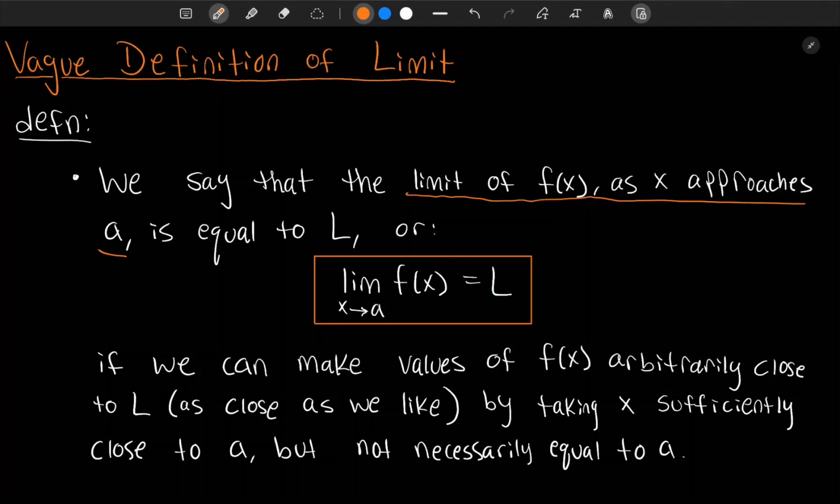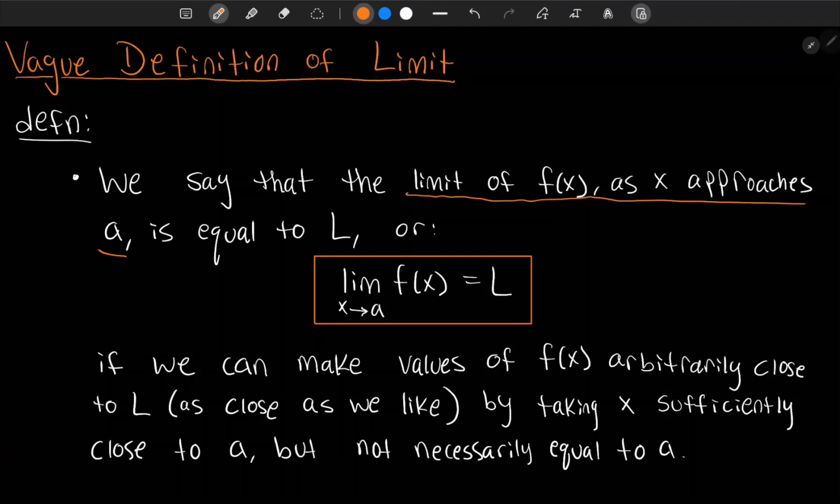if we can make values of f of x arbitrarily close to L, as close as we would like, by taking x sufficiently close to a, but not necessarily equal to a. So what does this mean?